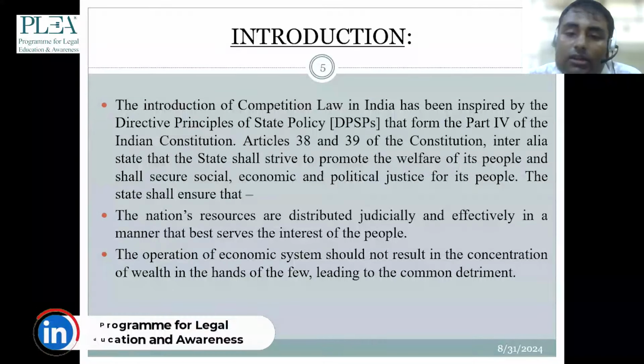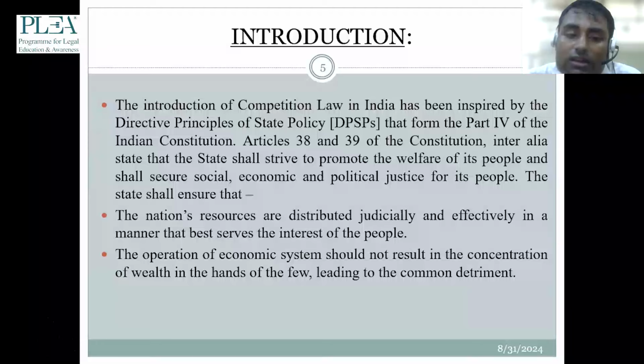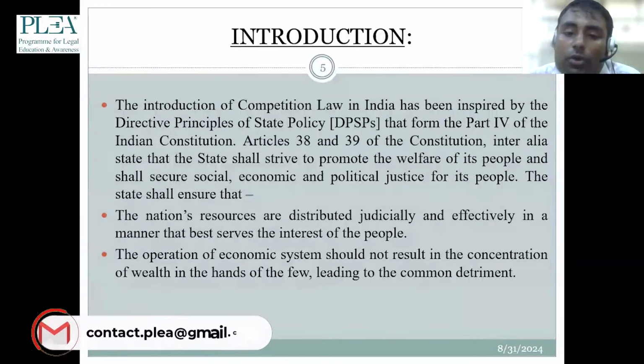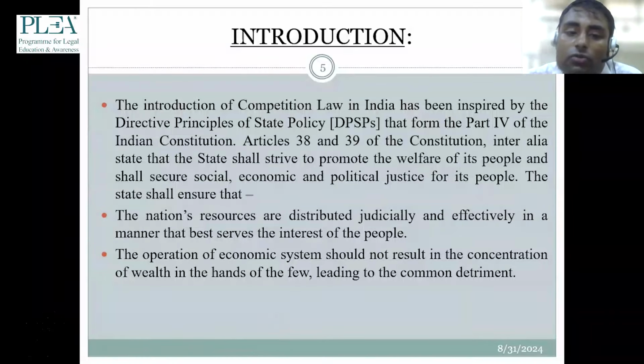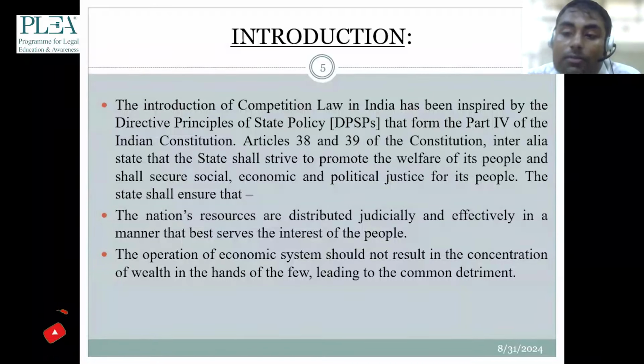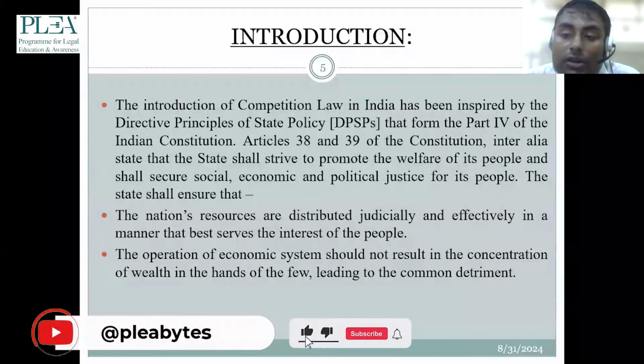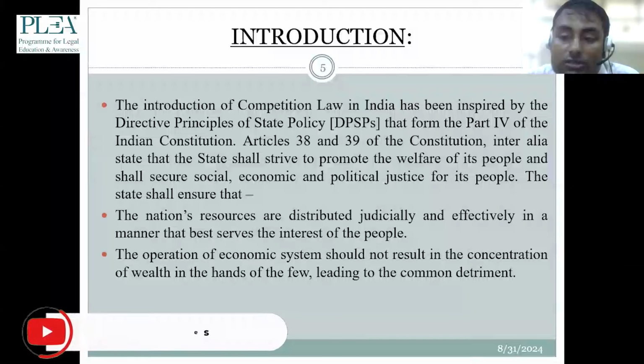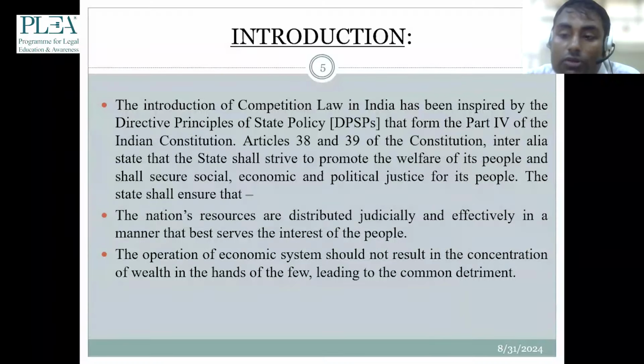Articles 38 and 39 of the Constitution inter alia state that the state shall strive to promote the welfare of its people and shall secure social, economic and political justice for its people. And this social, economic, political justice, if you can remember, is part of the preamble of the Indian Constitution. So when the Indian Constitution is speaking of social justice and economic justice, you have to think about whether monopoly is existing in the Indian market or not. So a separate law is required, and that's why the MRTP Act came into existence.